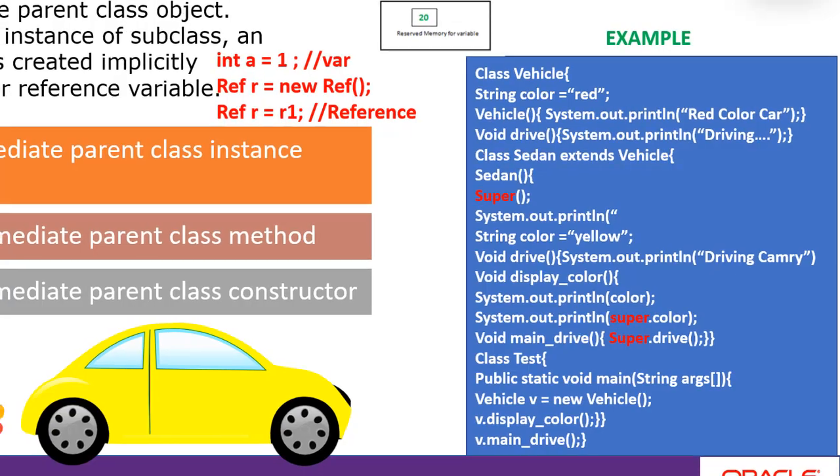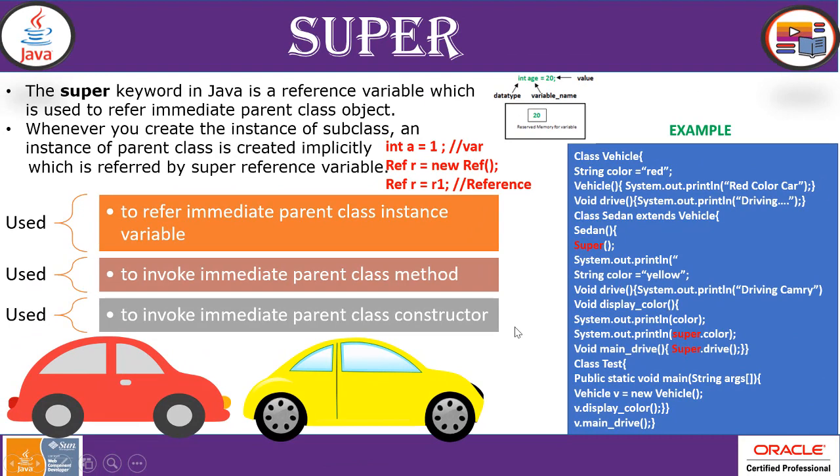Now next we see how to invoke the immediate parent class method, that is the drive method. So you see the void drive method. Here it will print driving Camry. Now next we need the instance variable, the super keyword used with an instance variable. So here you can use super.color. This color variable is being invoked from the superclass, the parent class. And in the main method, you can simply invoke that method. So this is how we can use super.